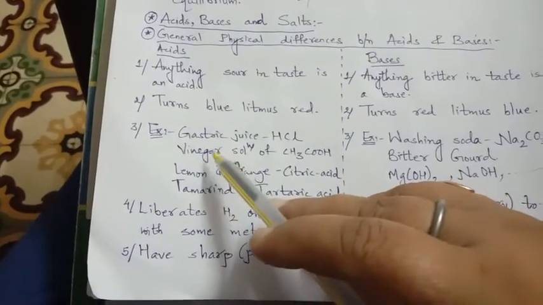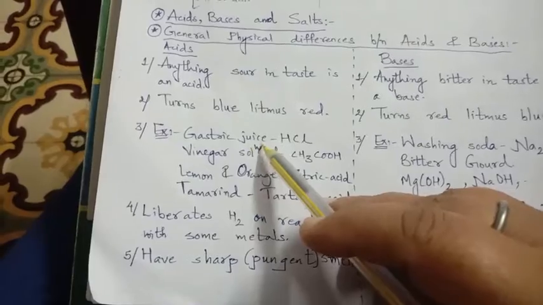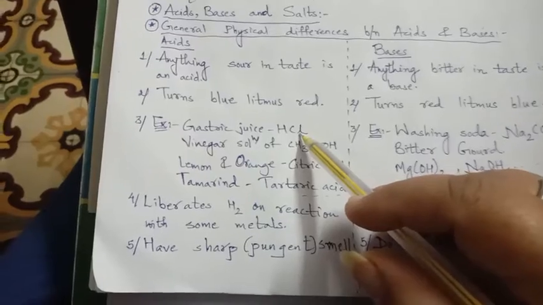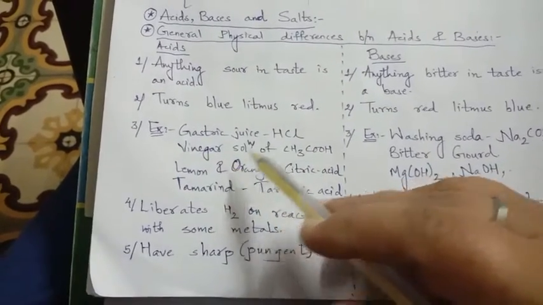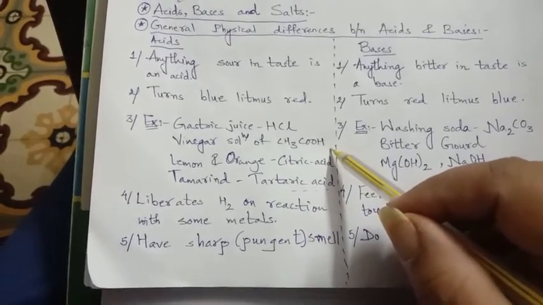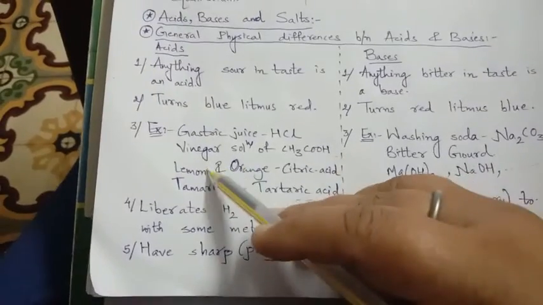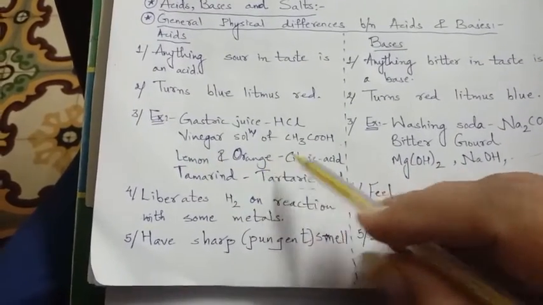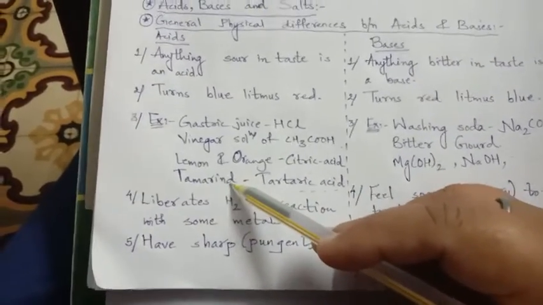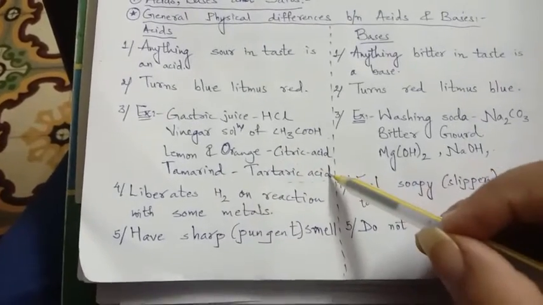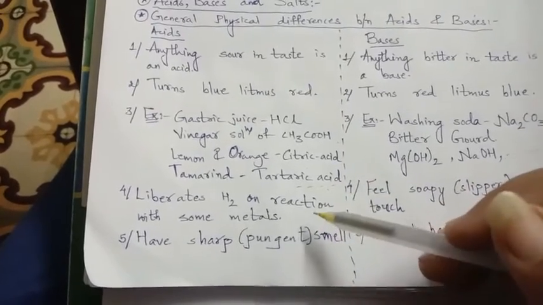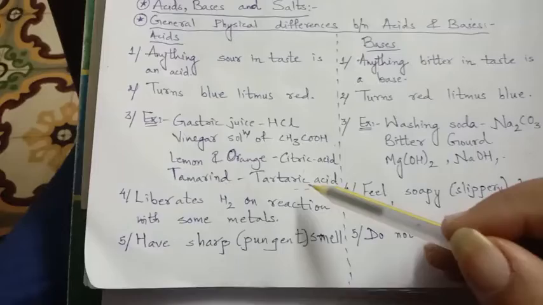Some of the common examples of acids are gastric juice, the juice which is present in our stomach, that is hydrochloric acid. Vinegar, which is a solution of acetic acid, CH3COOH, is also an acid. Lemon and orange which we eat contain citric acid. Tamarind, that is imli, also has acid, that is tartaric acid, right? And much more about acids which are edible, that means which we eat, we have already gone through in 10th standard, right?